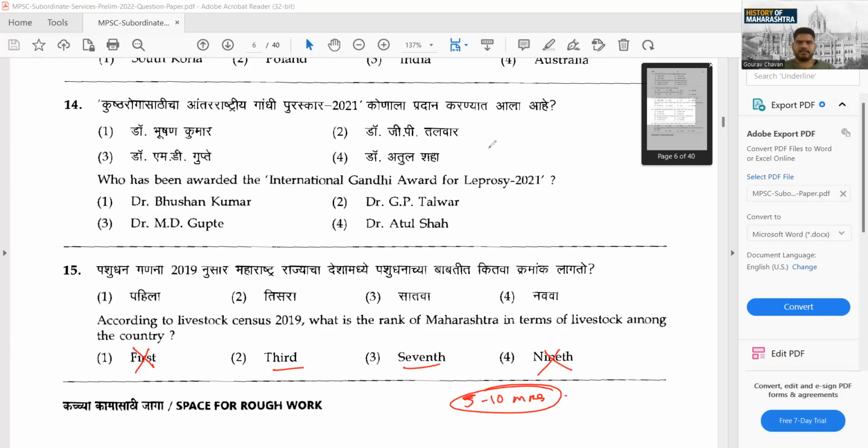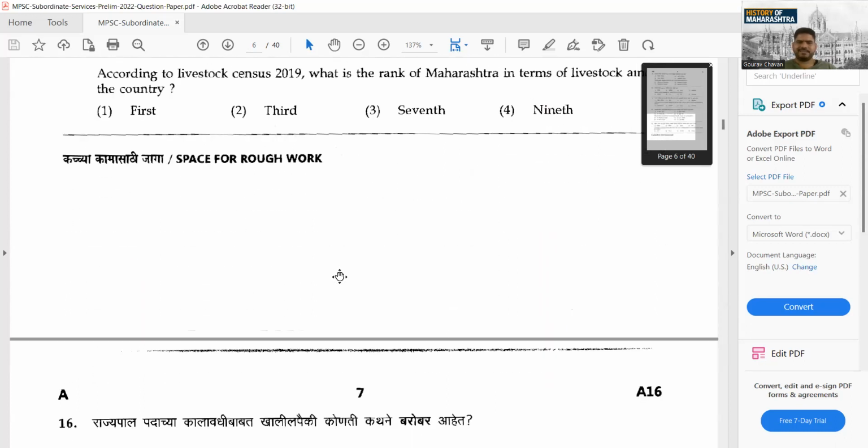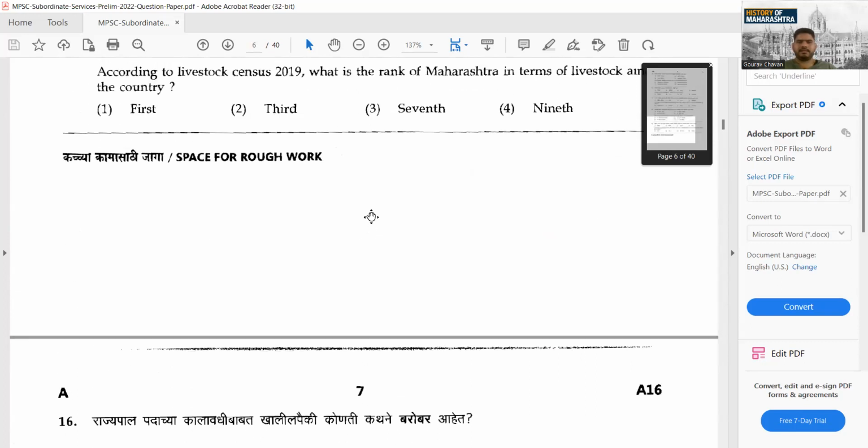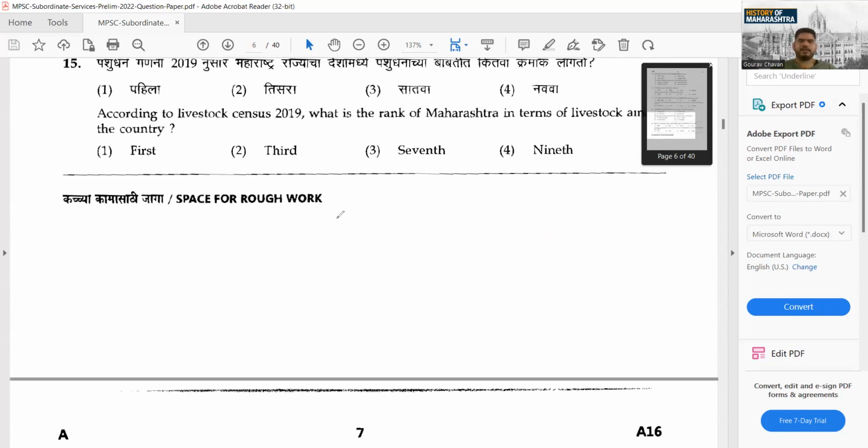In the next session, let's see what the next part is. The second session, President, Governor. OK, polity. So in the second part we'll be starting with polity. First was current affairs and the second part would be polity.